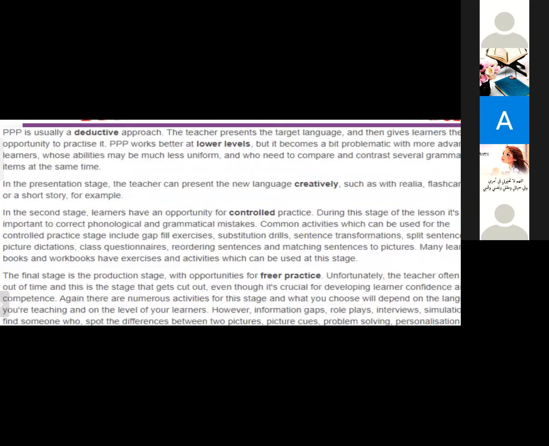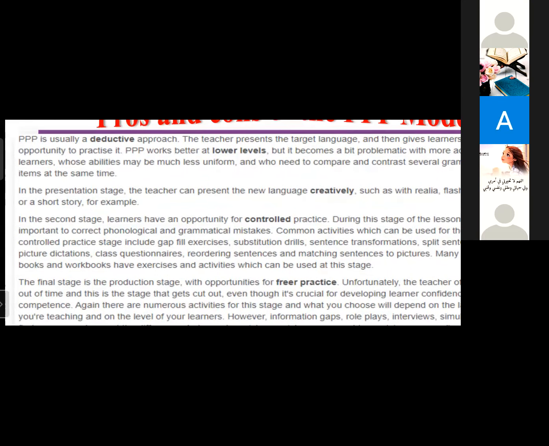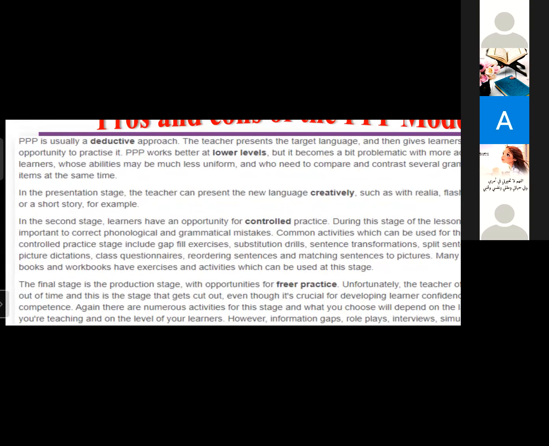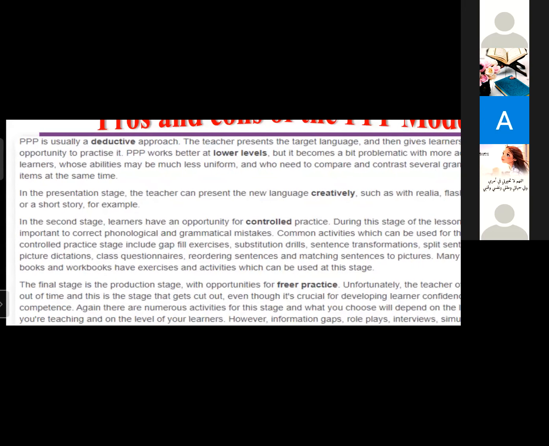But in the second stage, learners have an opportunity for controlled practice. During this stage of the lesson, it's important to correct phonological and grammatical mistakes. So here, the disadvantage or the problem is that the teacher takes a lot of time in this controlled practice part to correct the mistakes. So it wastes a little bit of time, okay?